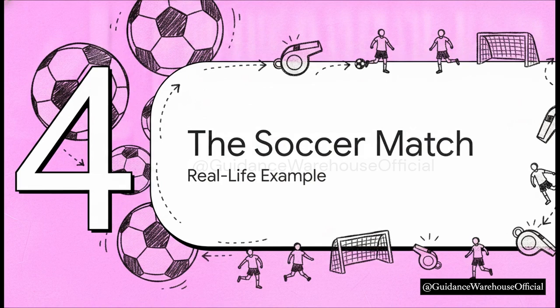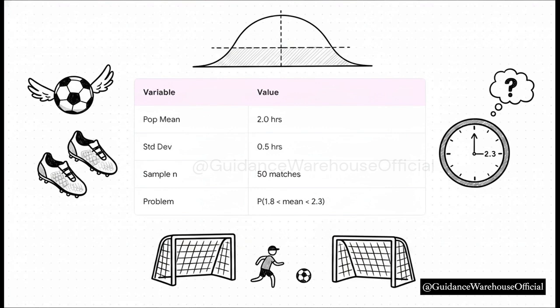Section 4, example, the soccer match. Let's ground this with a real-life scenario. Imagine an over 40 recreational soccer league. We know the match times are normally distributed. Look at the variables we've got here. The true population mean is 2.0 hours. The standard deviation is 0.5 hours.